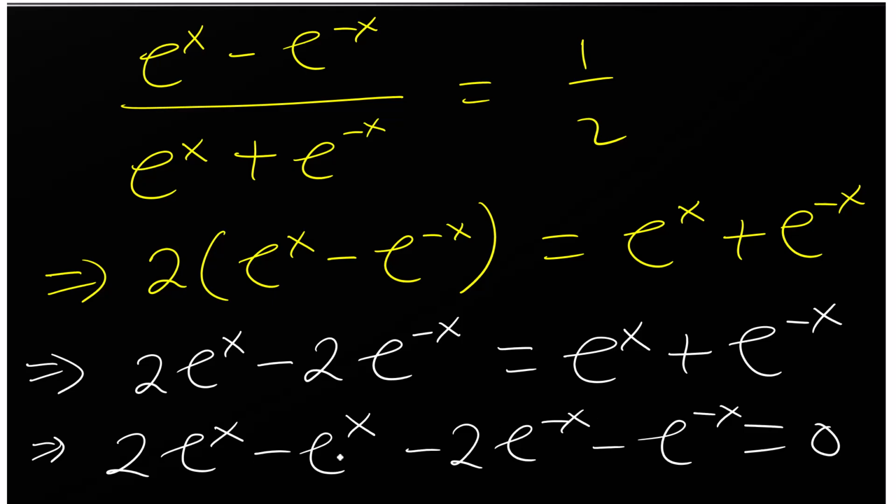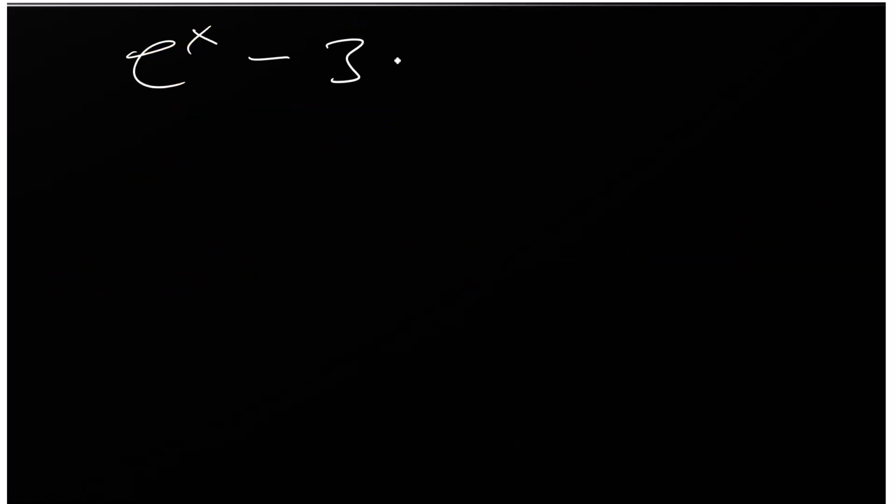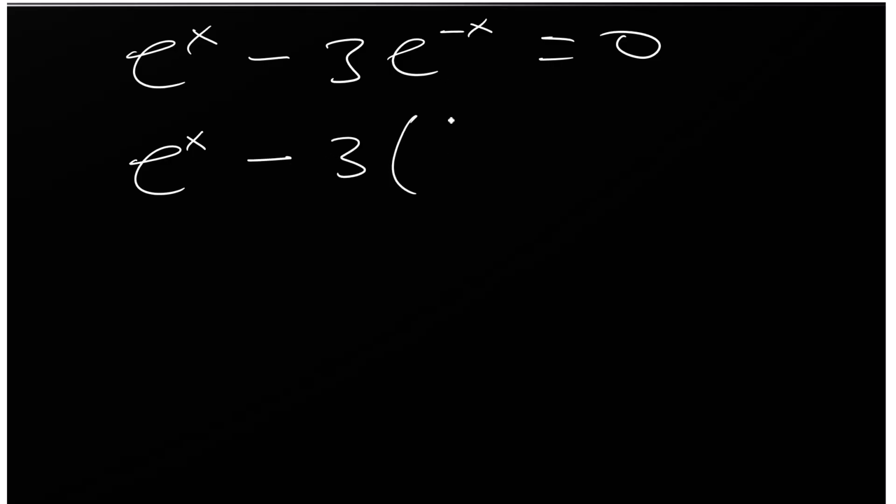So 2 minus 1 will be 1. That will be e to the power x. And we have minus 3 e to the power minus x equals to 0. So from here we can say e to the power x minus 3 times e to the power minus x, so this one is the same as 1 on e to the power x, equals to 0.